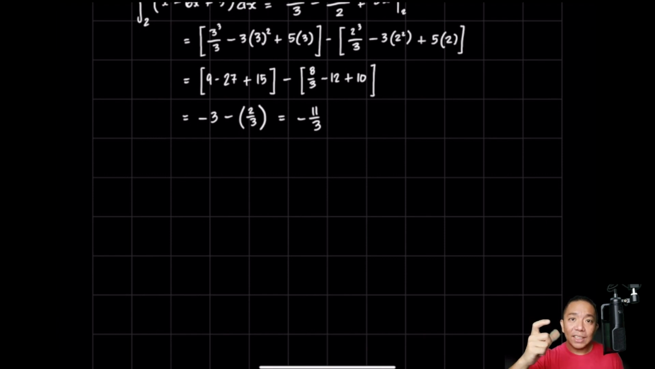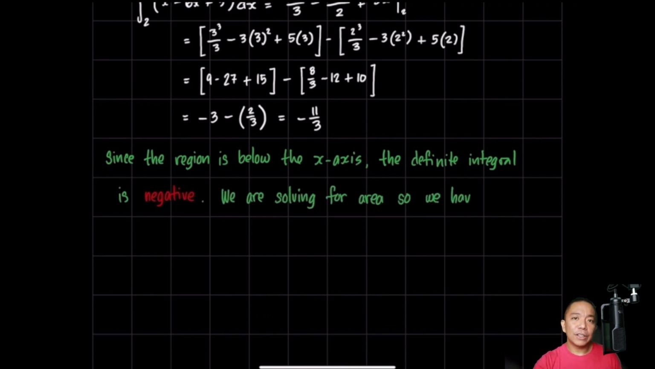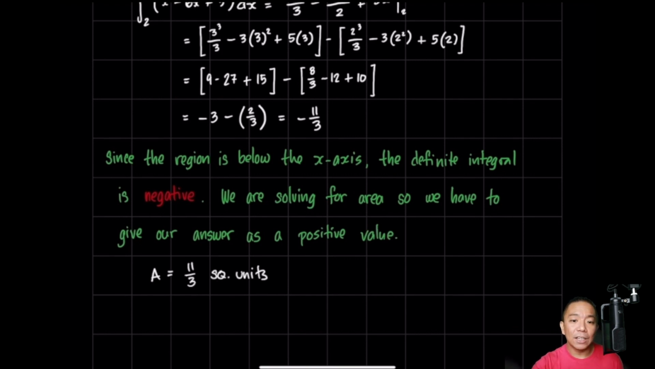And we know that this entire region is totally below the x-axis. Ayun, so since this entire region is below the x-axis, the definite integral will be negative, but we are solving for the area, so we expect this value to be positive. Kailangan nating ibigay yung sagot as a positive value. The area of this region is 11 over 3 na nanggaling dun sa negative 11 over 3 na definite integral, 11 over 3 square units.